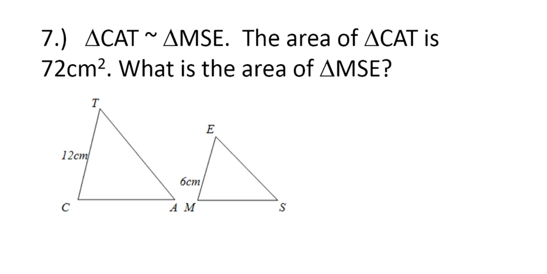All right, moving along. Last one. I'm given these two similar triangles. I'm told that the area of triangle CAT is equal to 72 square centimeters. So I'm going to go ahead and label that. They want us to find the area of triangle MSE. Well, I know I'm working with areas here. I'm also working with side lengths.